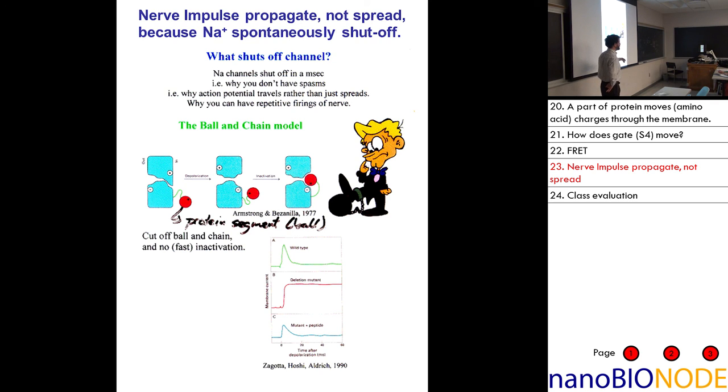Furthermore, you can take it where you've snipped the ball and chain, but then add the ball and chain free into solution. Eventually, this should be able to come off. And as you increase the concentration of the ball and chain, it should go off more rapidly. So here you do the mutant plus the free peptide, and it goes off again. This was really an absolutely beautiful experiment.